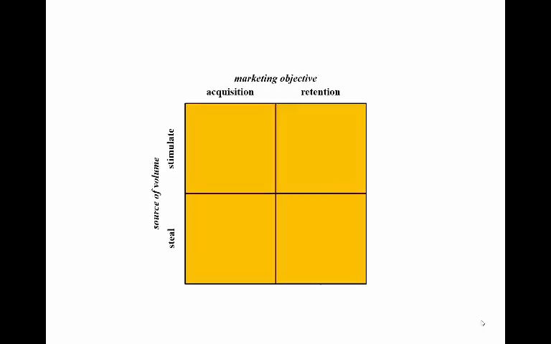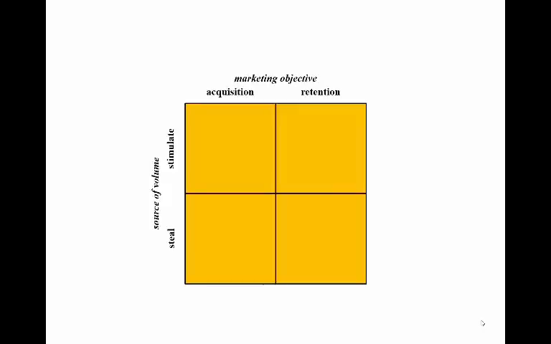In the second quadrant, stimulate retain, means those are your current customers, but you're trying to stimulate additional demand from those customers. So again, that's going to be a secondary demand opportunity to pursue there. And you're trying to do things like upsell or drive more volume purchases or drive more margin or all of the above.